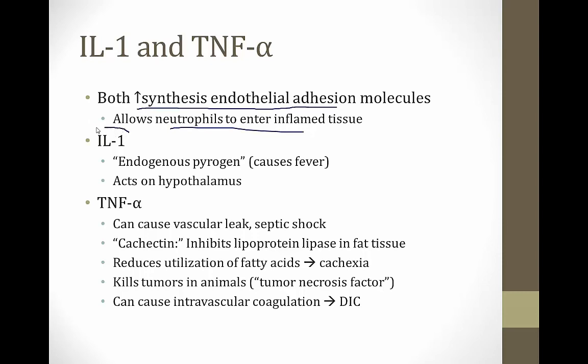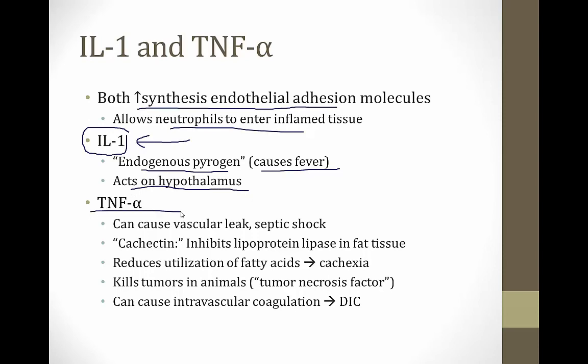Macrophages secrete IL-1, and I've always found this easy to remember because macrophages are the first line of defense in innate immunity, and therefore it makes sense that they secrete the first interleukin. IL-1 is an endogenous pyrogen. A pyrogen is anything that causes fever, and IL-1 is endogenous because it comes from within the human body. An example of an exogenous pyrogen would be lipopolysaccharide, which comes from bacteria. IL-1 acts on the hypothalamus and it raises the set point for temperature in the body.